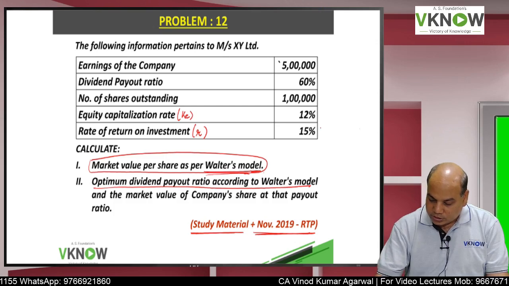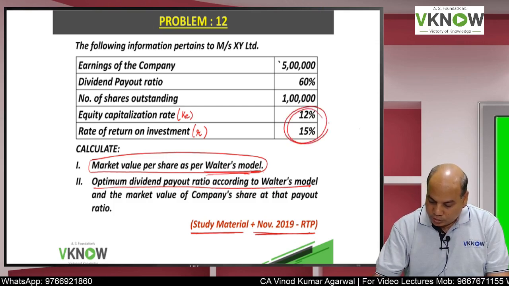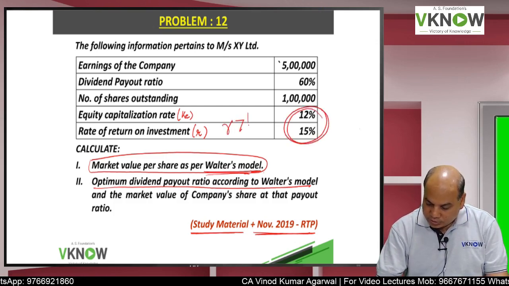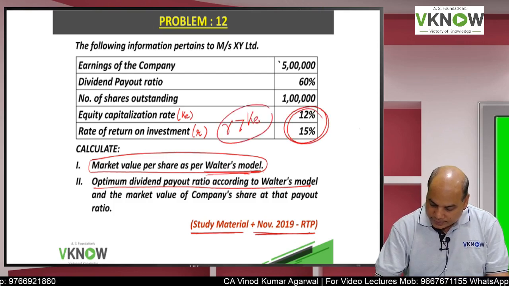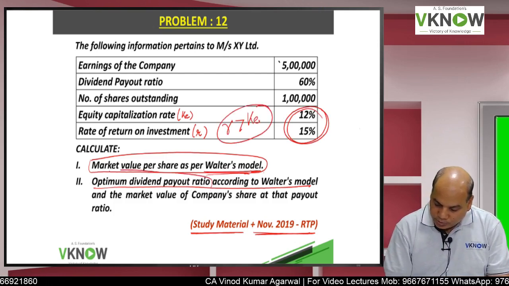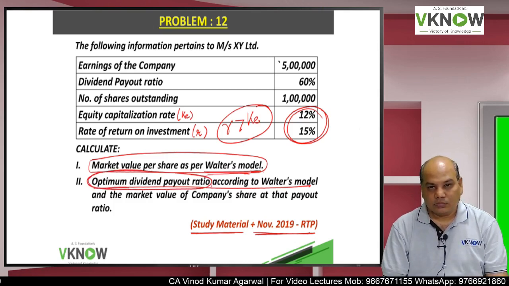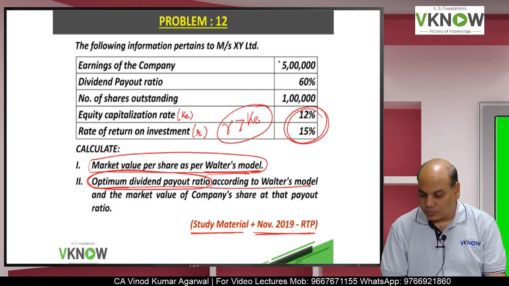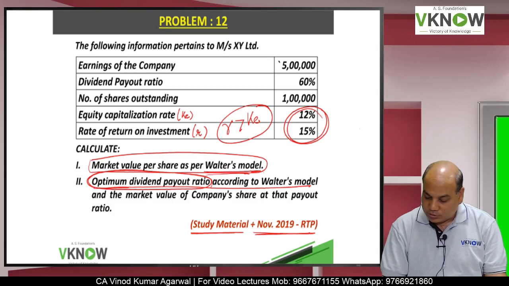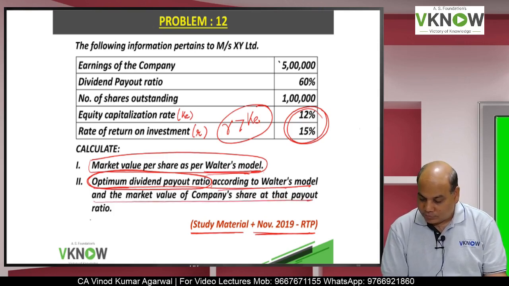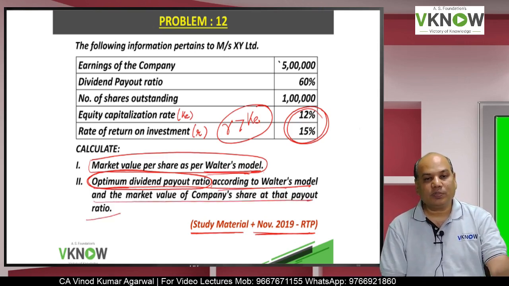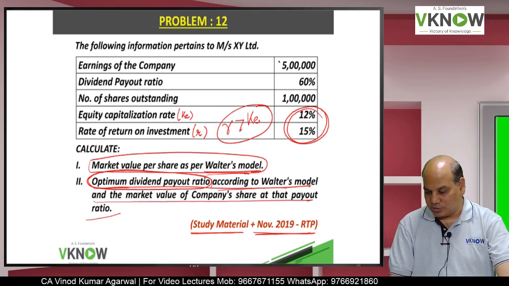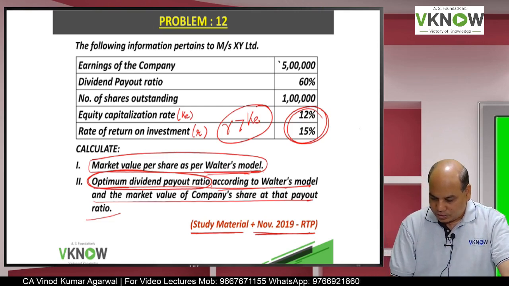So kindly answer, if your R is greater than K, what will be the optimum dividend payout ratio? Please reply. 0%. The firm is using the funds better than the investor. It is a growth firm. And then you have to recalculate the market price of the share at 0% payout ratio. Say yes. So we'll write down.